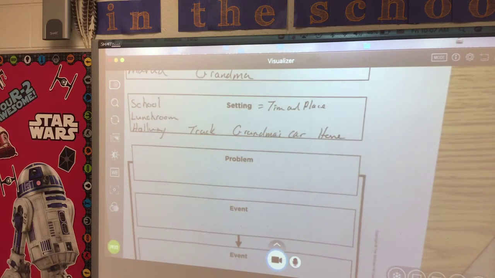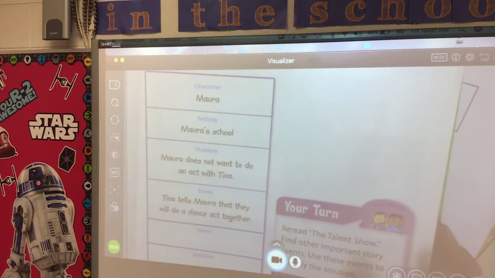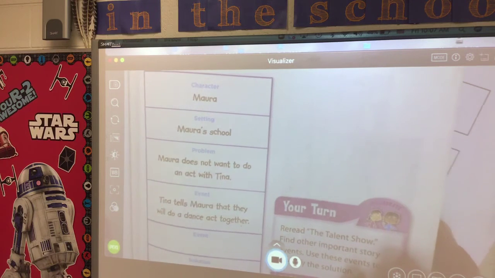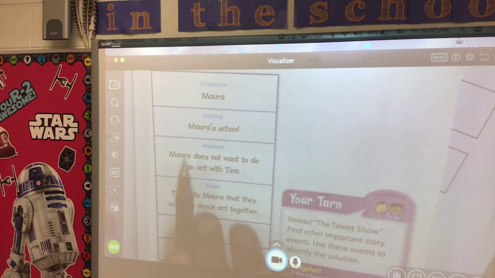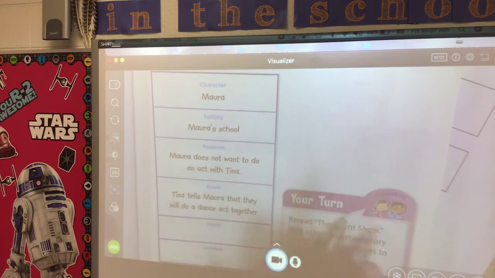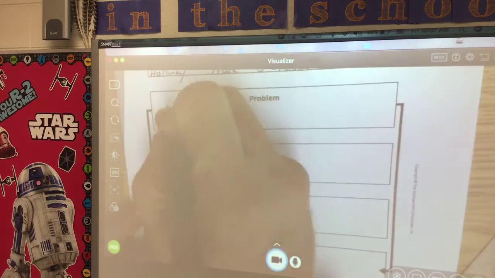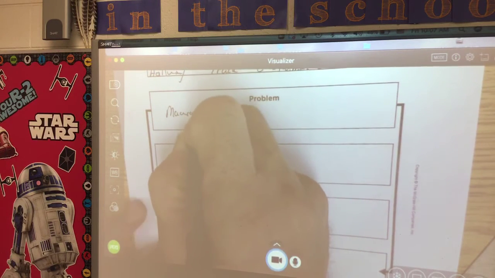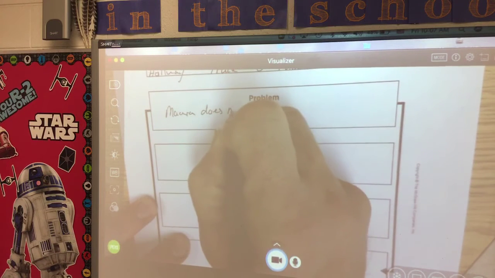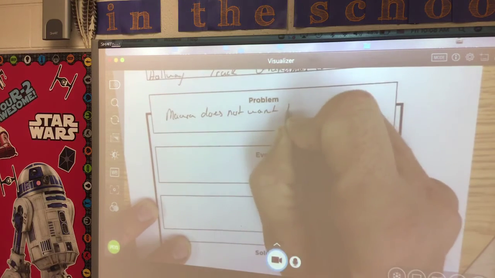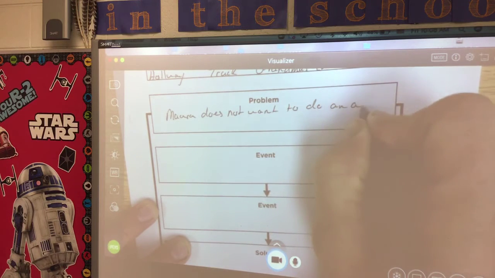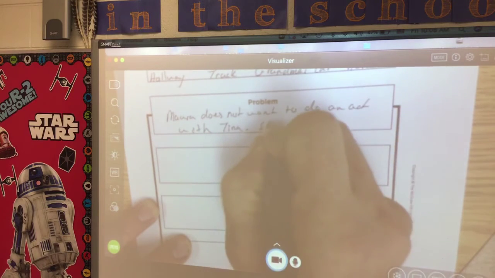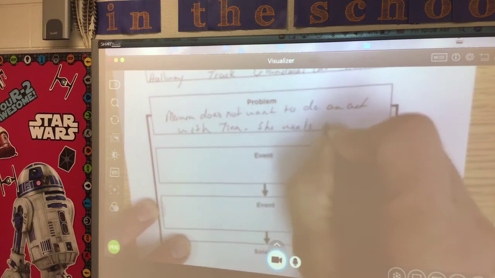You notice the book only put Mara's school. Their story map was a little bit, well, lacking in details, I think. I do, however, like their problem. They wrote it well for us. So let's copy theirs. Mara does not want to act with Tina. I'm going to add, she wants to juggle.